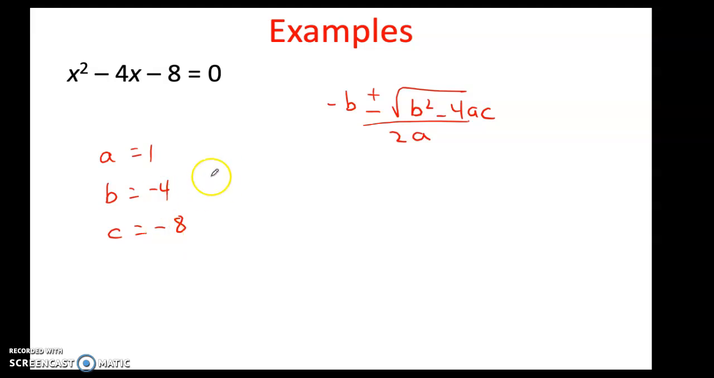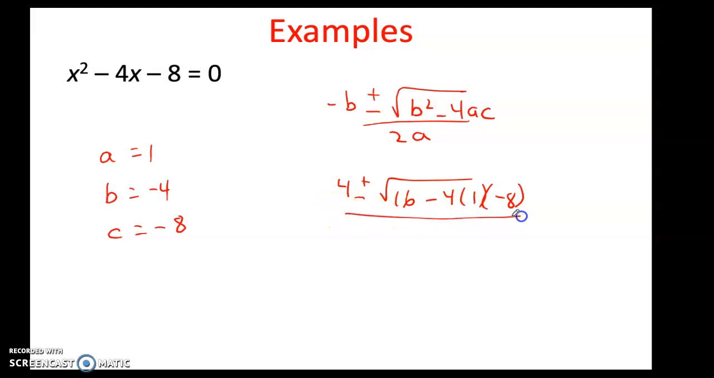And you're going to substitute the values in for the variable. Negative b means opposite of b. So whatever b is, you write the opposite. Opposite of negative 4 is positive 4. So 4 plus or minus b squared. So b squared would be 16. Negative 4 times negative 4 minus 4 times a, which is 1, times c, which is negative 8. Use parentheses, otherwise you're going to make a mistake with the operation or signs. All over 2a. 2 times 1 is 2.